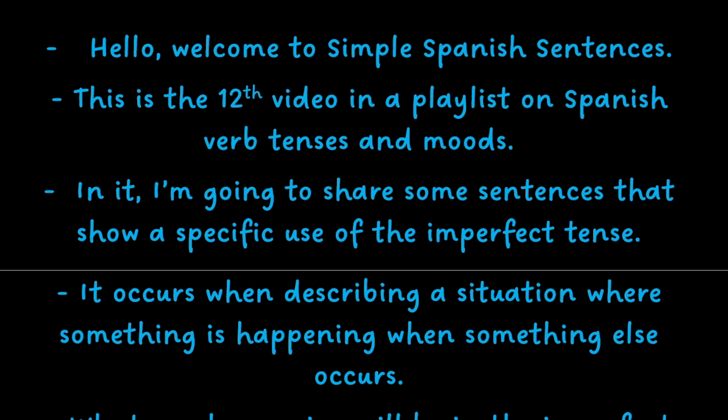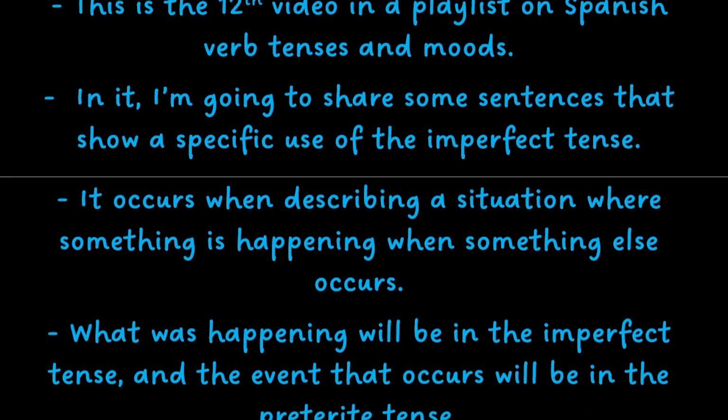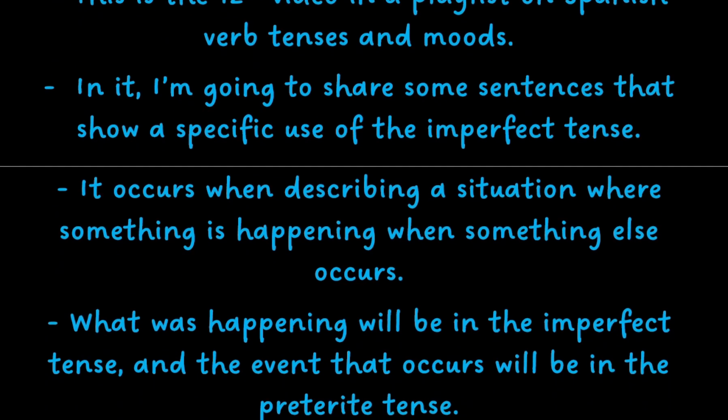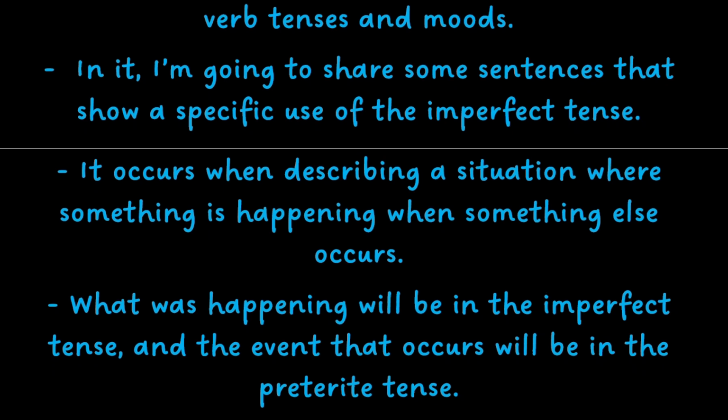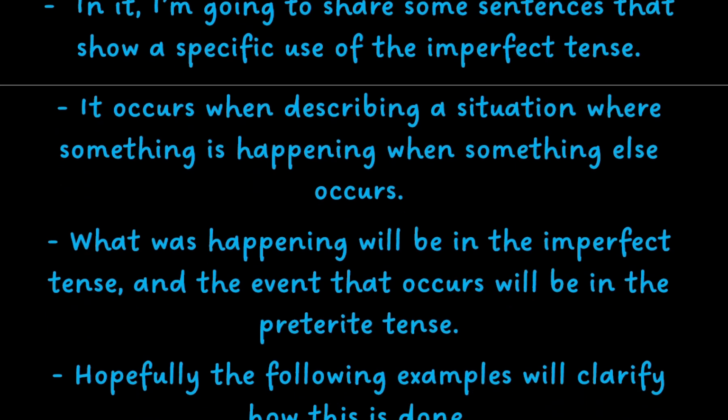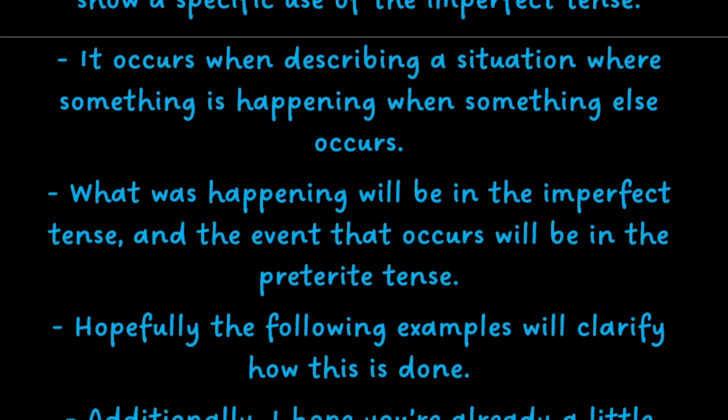This is the 12th video in the playlist on Spanish verb tenses and moods. In it, I'm going to share some sentences that show a specific use of the imperfect tense. It occurs when describing a situation where something is happening when something else occurs. What was happening will be in the imperfect tense, and the event that occurs will be in the preterite tense. Hopefully, the following examples will clarify how this is done.